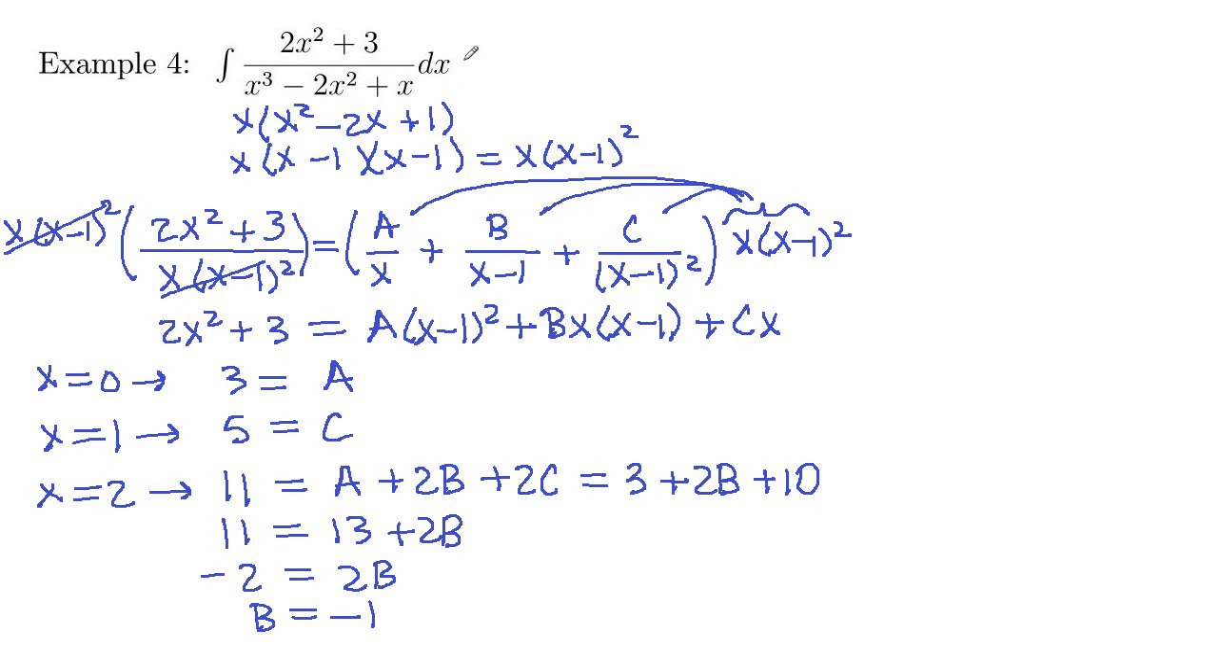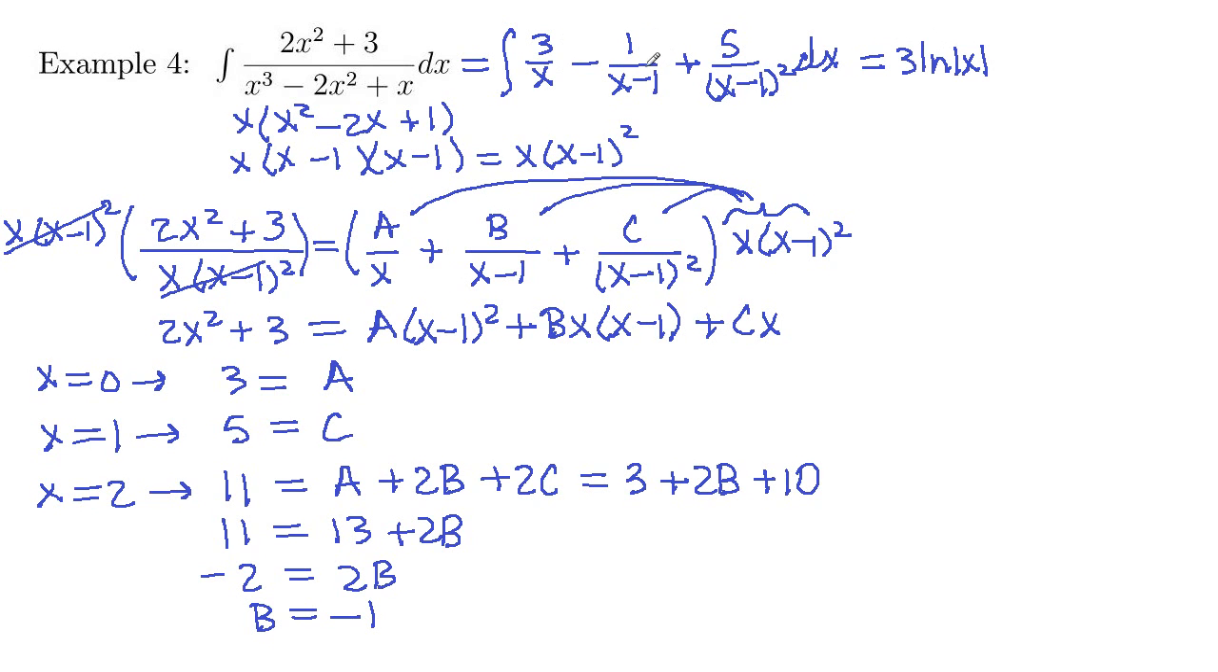So that means this integral, we can break this up as our A is 3, so 3 over x. Our B here is negative 1, so minus 1 over x minus 1. And then our C is 5, plus 5 over x minus 1 squared dx. So these first two we know how to integrate, right? Pull the 3 out in front. Antiderivative of 1 over x is ln absolute value of x.